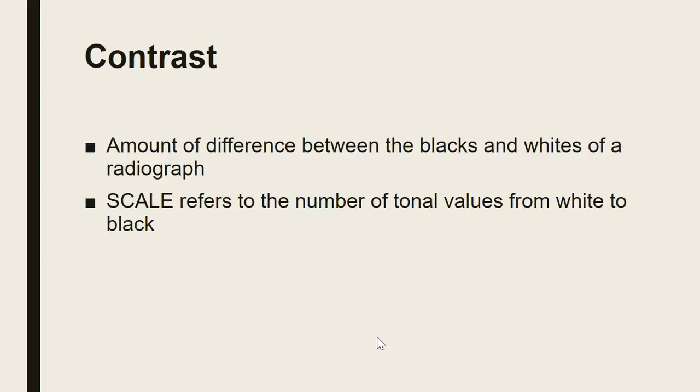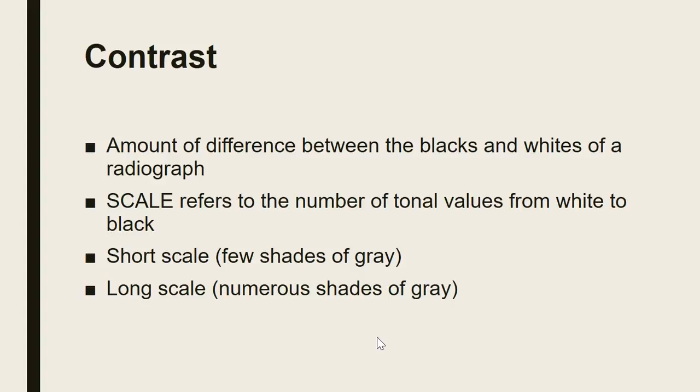Now let's go to contrast. Contrast is defined as the amount of difference between the blacks and the whites on a radiograph. Scale of contrast is referring to the number of tonal values from white to black. And when you have tonal values, that means the shades of gray. When you think about contrast, you also need to know what it means to have a short scale, few shades of gray, or a long scale, which is a lot of shades of gray in between the black and the white. So short scale, short. Long scale, long.